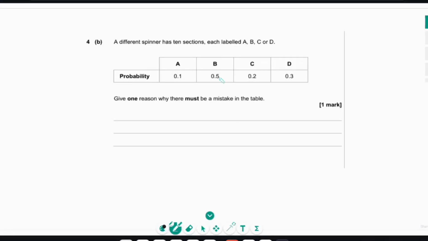Question 4b. A different spinner has 10 sections, each labelled A, B, C or D. Give one reason why there must be a mistake. Let's add up all these probabilities. 0.1 plus 0.5 plus 0.2 plus 0.3 is 1.1. Okay, so it's because, well, they need to add up to 1. All the probabilities should add to 1.